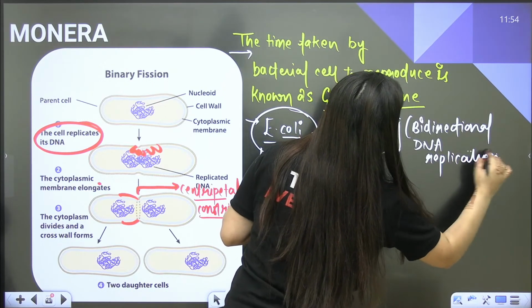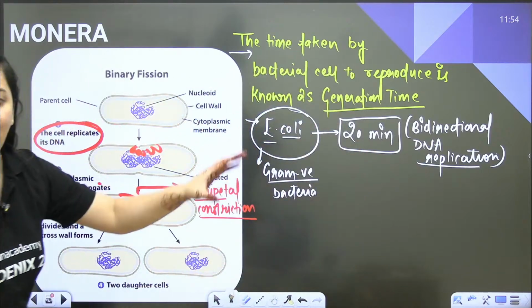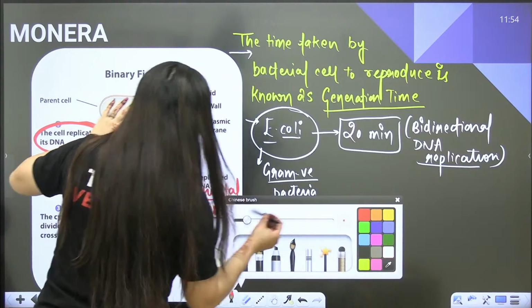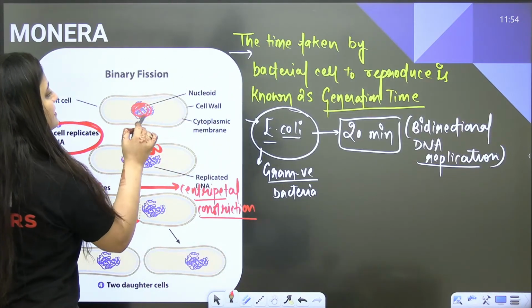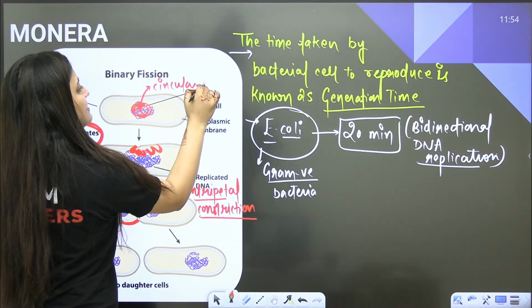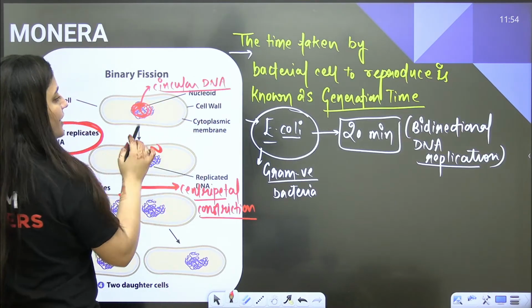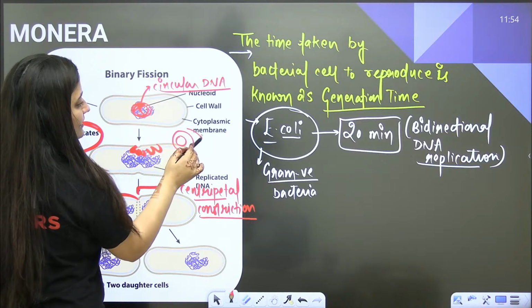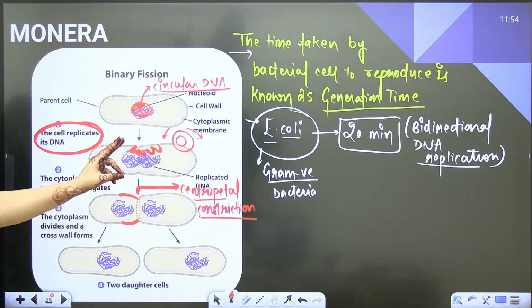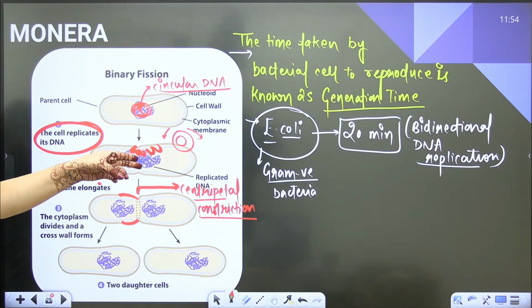In 20 minutes, it will divide into 2. In a bacterial cell, you will see that there is circular DNA, and replication happens in both directions. That's why in E. coli, it is 20 minutes. Is this point clear?